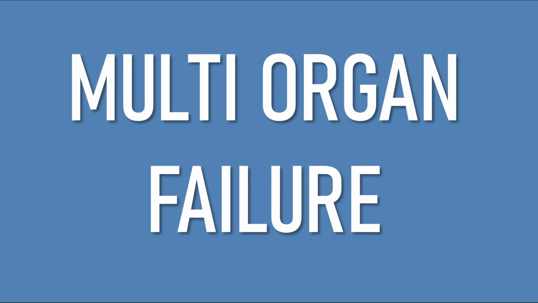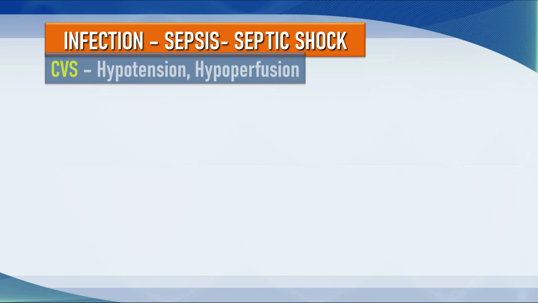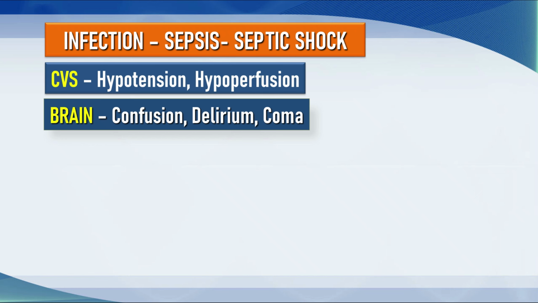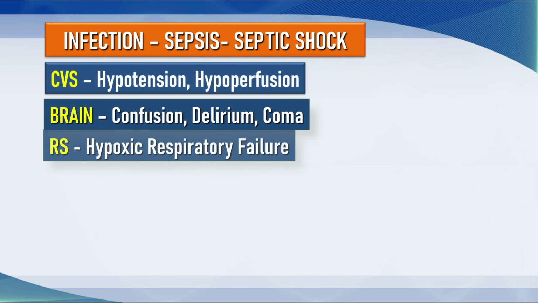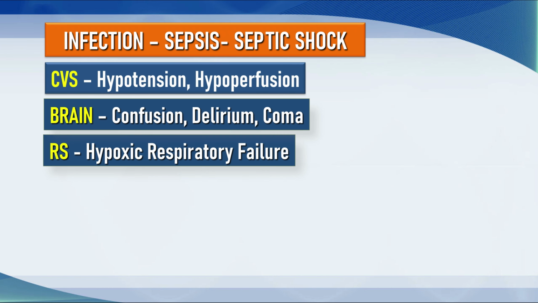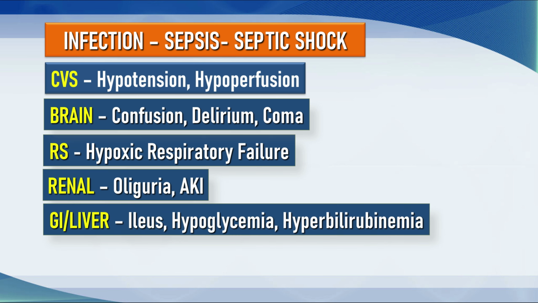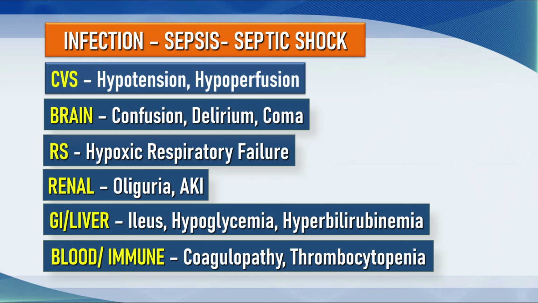In terms of multi-organ failure, what are we looking for? In the cardiovascular system, hypotension and hypoperfusion, vasoplegia. In the brain, confusion, delirium, coma. In the respiratory system, hypoxic respiratory failure, going on to acute respiratory distress syndrome. In the kidneys, oliguria and acute kidney injury. In the GI tract, the liver, ileus, hypoglycemia, hyperbilirubinemia. In the blood and the immune system, coagulopathy and thrombocytopenia.